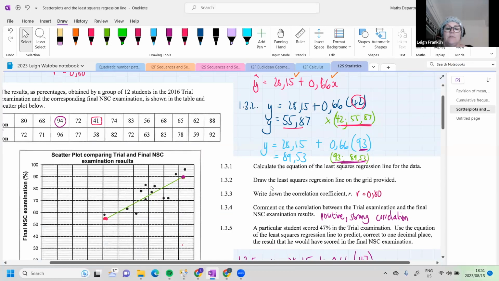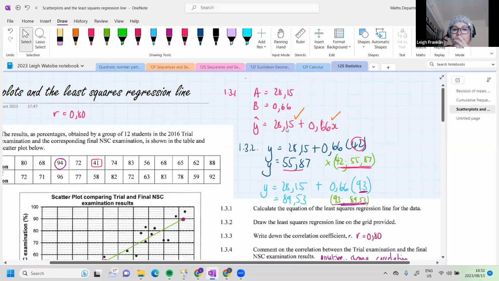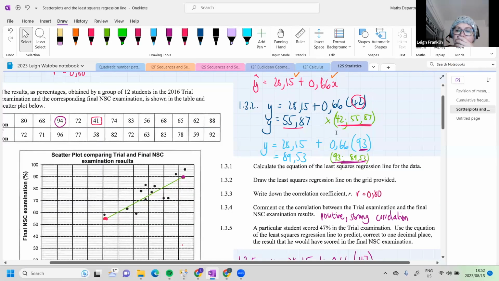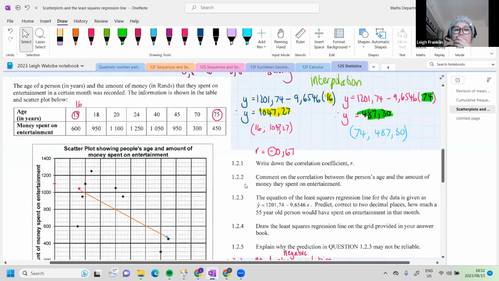Yes. There by that equation where we said y is equal to 28,15 plus 0,66. So here we said plus on 1.3.2, yet on 1.2.3 we said minus. So can we get clarity on why the signs are changing? Okay.